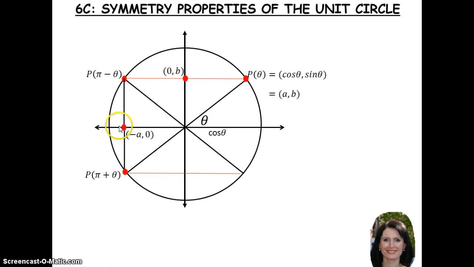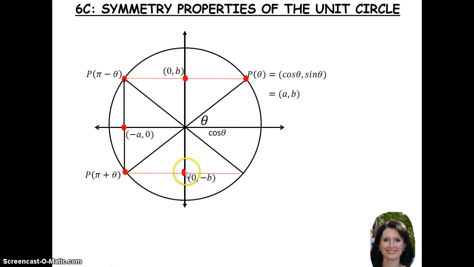Let's move down. We have negative a and 0 for this point here. Let's think about why that would be. If a is our cos value and b is our sine theta of point P, then we're on the x-axis, meaning that our y value would be 0, and negative a because we've made the same angle, and the radius of the circle is 1 unit all the way around, of course. Down here we have the point P of pi plus theta. So now we have the angle theta in here.